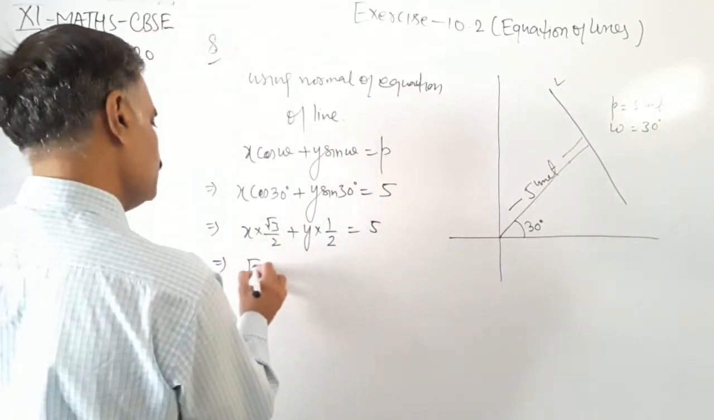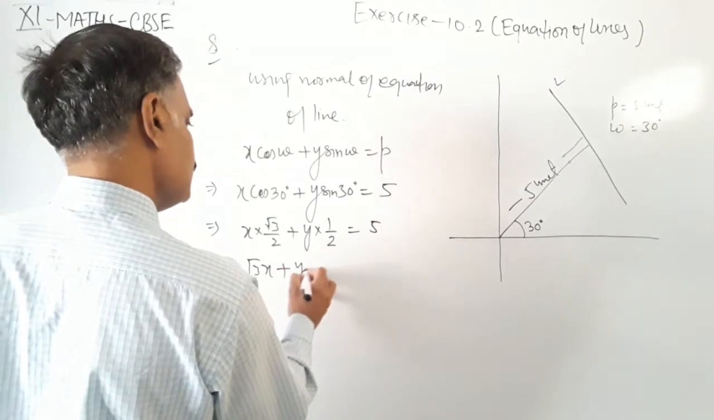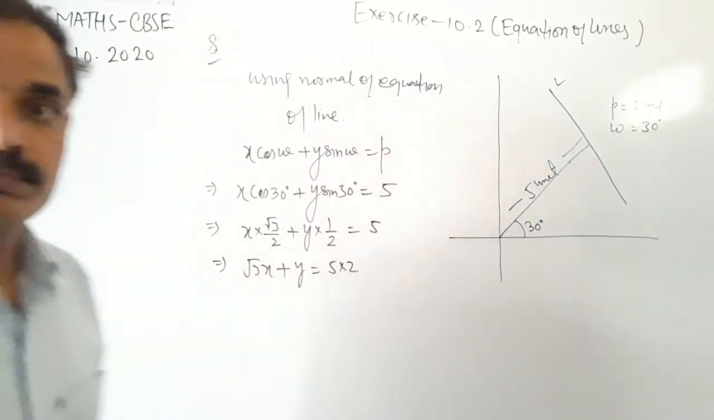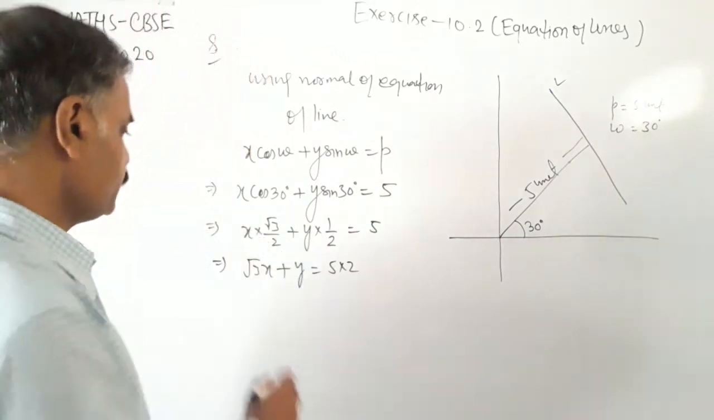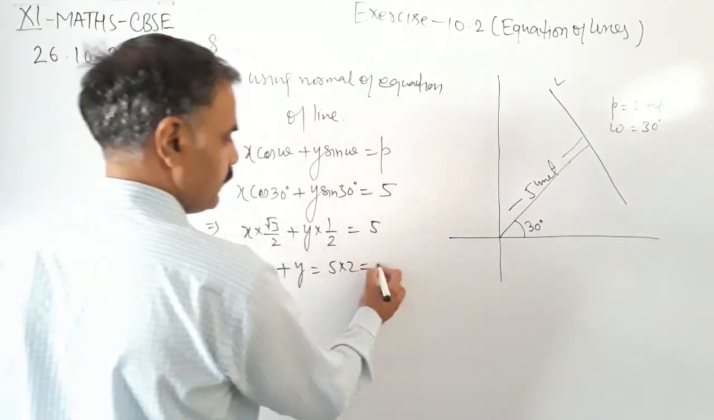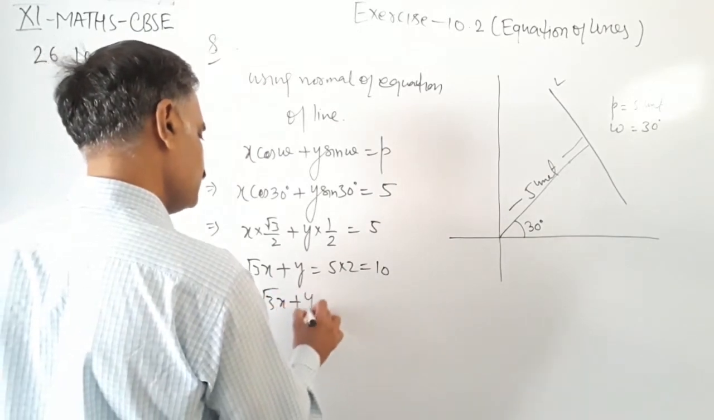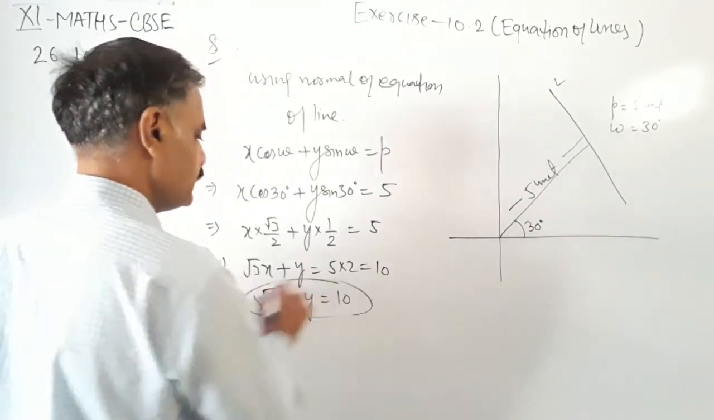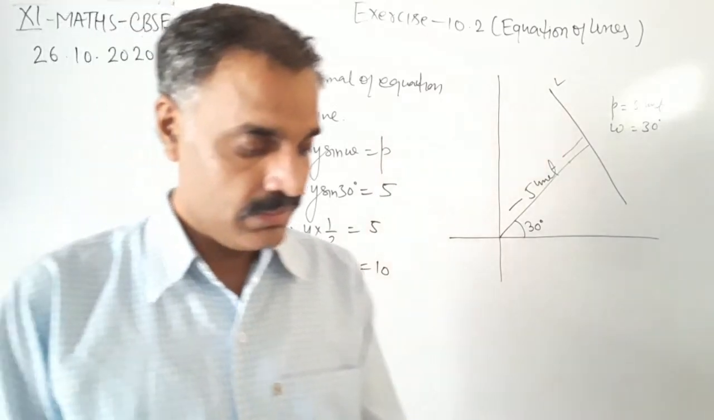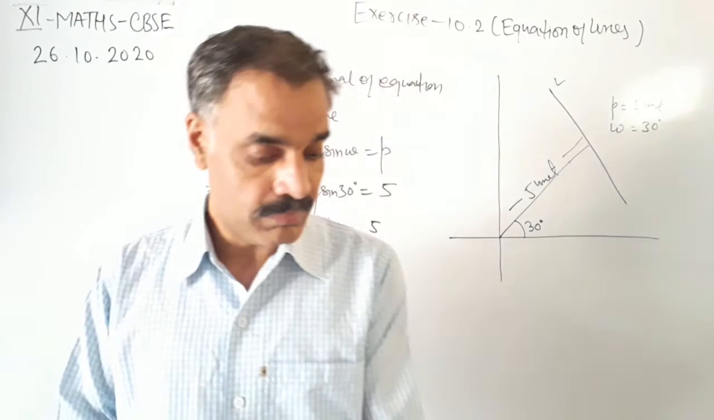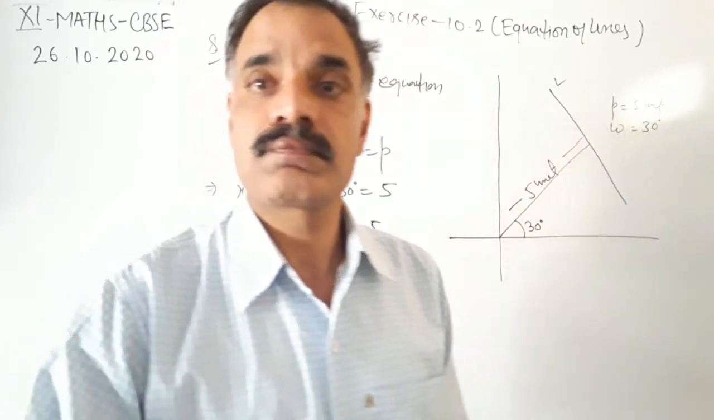So root 3 into x plus y is equal to 5 into 2, multiplying the whole equation by 2. So the equation of the line is root 3 x plus y equals 10. This is the equation of the line as per the given information. Now we will solve question number 9.